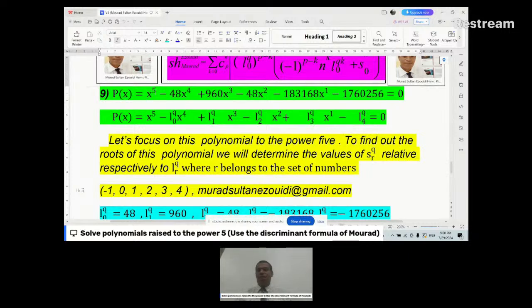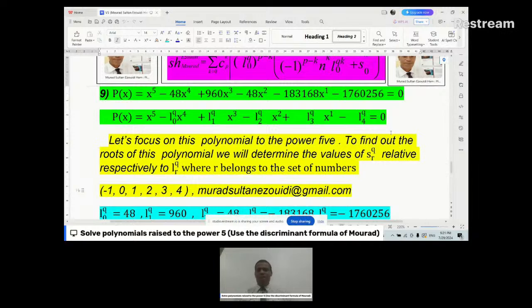You can see that this is x^5 minus 48x^4 plus 960x^3 minus 48x^2 minus 183,168 times x, of course, minus 1,760,256. Learners, if you would like to equate this polynomial to the standard form, you can write it as p of x equals x to the power 5 minus L0 for the cube x to the power 4 plus L1 for the cube x cubed minus L2 for the cube x squared plus L3 for the cube x minus L4 of the cube equals 0.